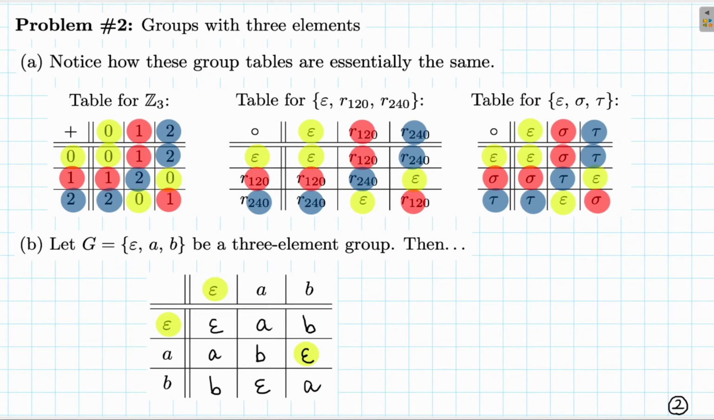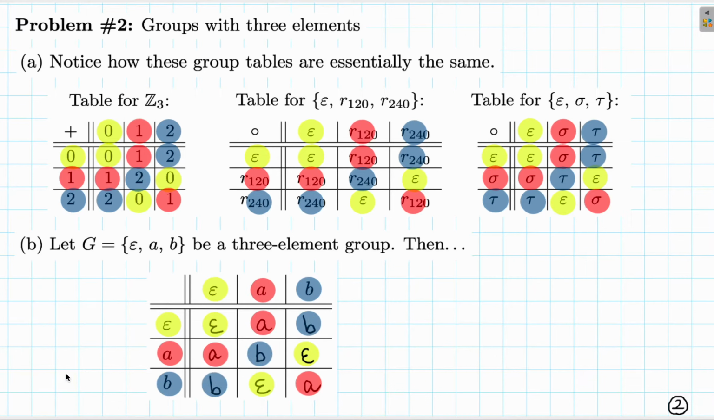And now let's do the color coding. Where are the identity elements? Right there. And what about the element A, the first non-identity element? Well, they are right there. And what about the other non-identity element B? Well, it's the top right to bottom left diagonal.